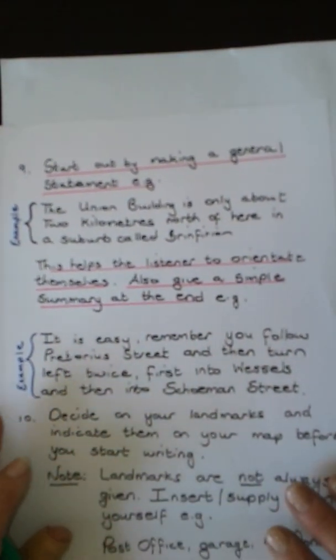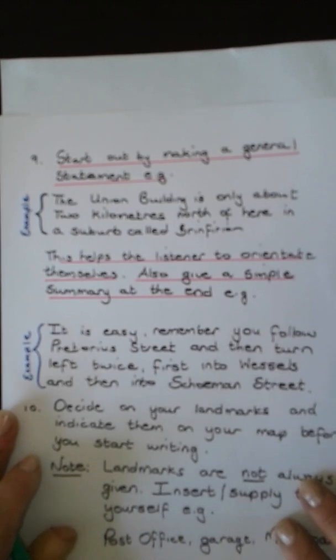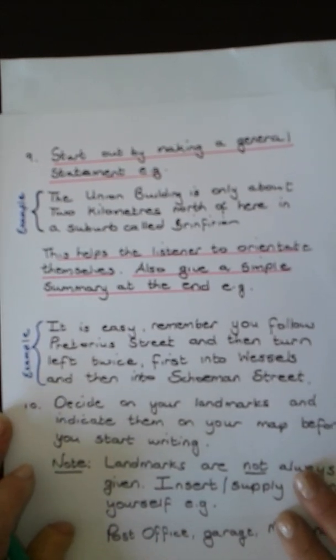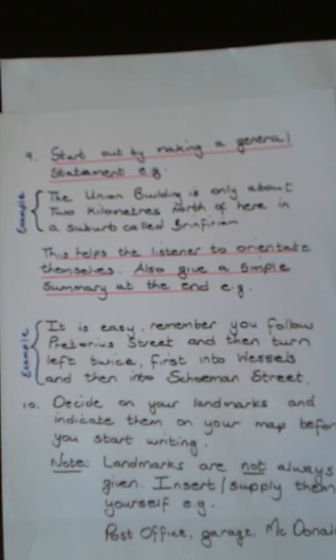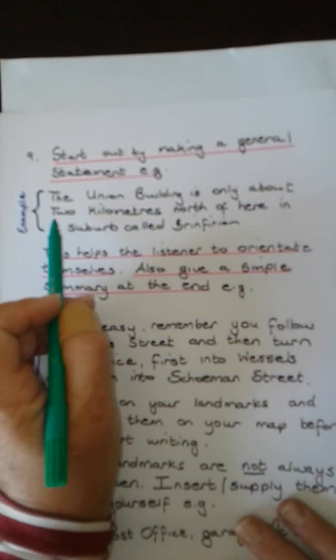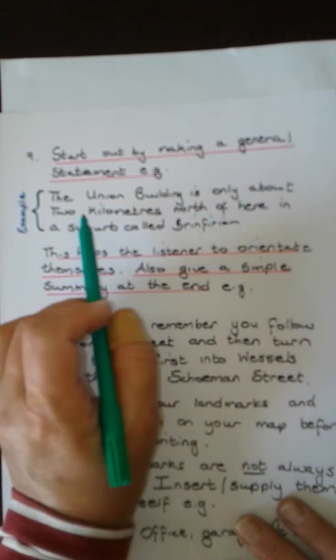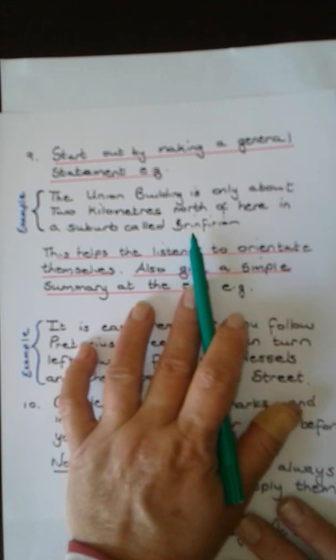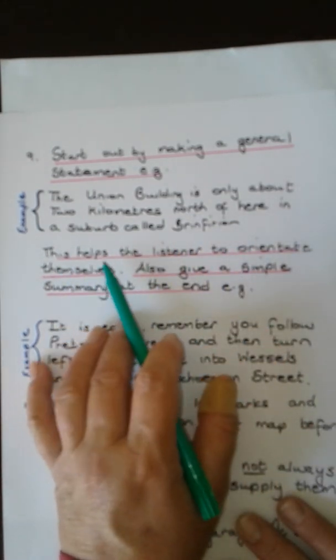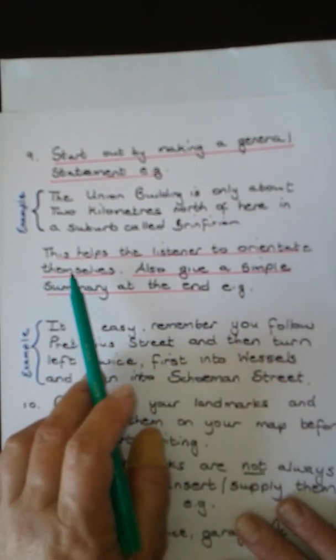Then start out by making a general statement, just putting your reader in the situation. Where are you, and where are you going to? Okay, right, I'm at the Union Building. It is only about 2 kilometers north of here in a suburb called Brynfirian. This helps your listener to orientate themselves.